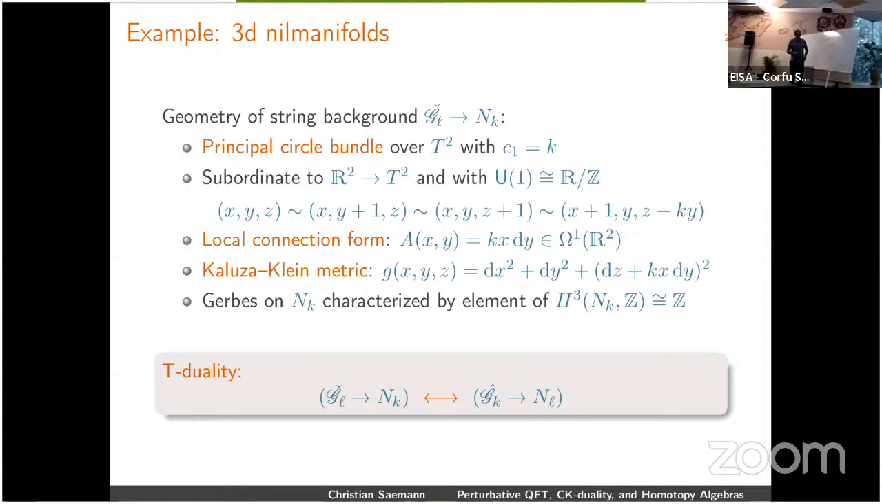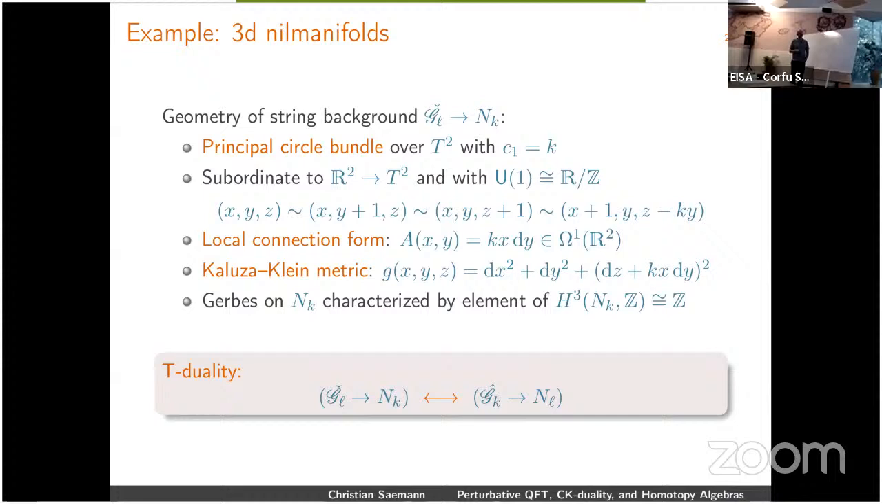And to show you that, let me quickly go through the example of 3D Nil manifolds. So a Nil manifold is essentially a circle bundle over the two-torus, and it's the standard example that you'd use in topological T-duality. You have a gerbe over that. The gerbes are classified by an integer. The Nil manifolds are classified by an integer. There's a coordinate description, local connection, Kaluza-Klein metric. You can write all of this down trivially. Also, the B field you can write down for these, it's not hard. And then under T-duality, you see it changes, as expected, the Chern class of the Nil manifold with the Dixmier-Douady class of the gerbe, right? The K and the L get switched between these two.